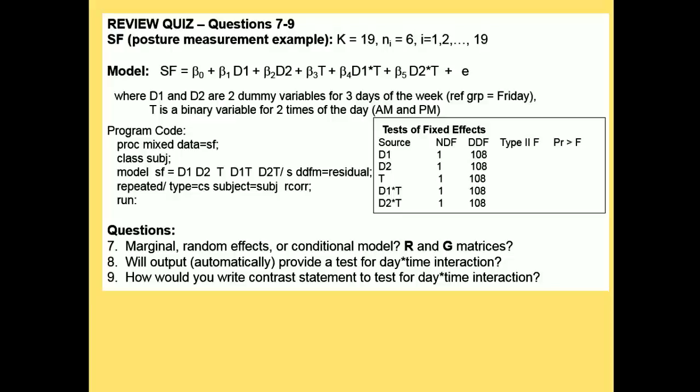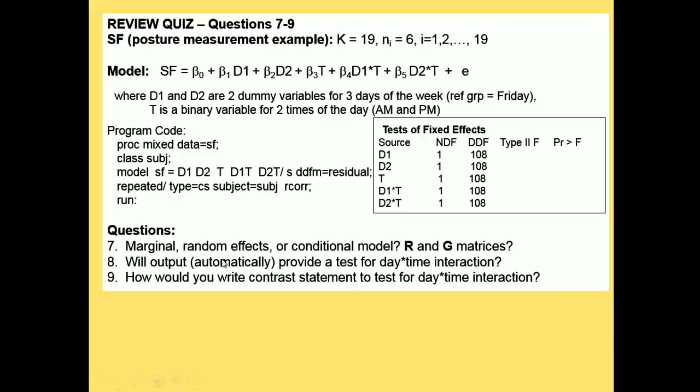Different program code. Look at the program code in this model. What do you notice? There's the model. It's the same model as before, with different program code. Is it a marginal, random effects, or conditional model, and what are the R and G matrices? It's a marginal model, just like the other one, not a conditional or random effects model. The R matrix is compound symmetric, and there's no G matrix, right?